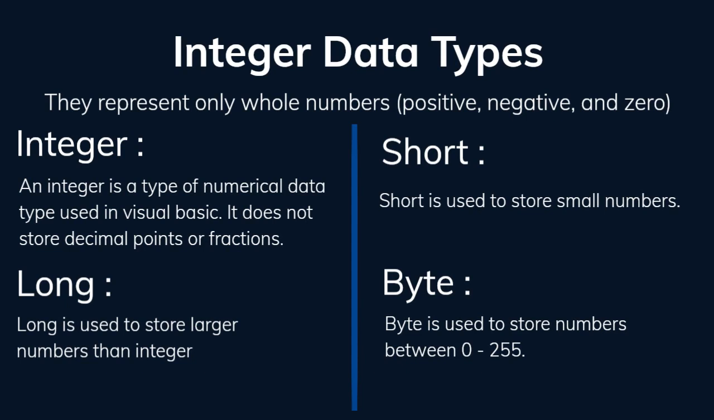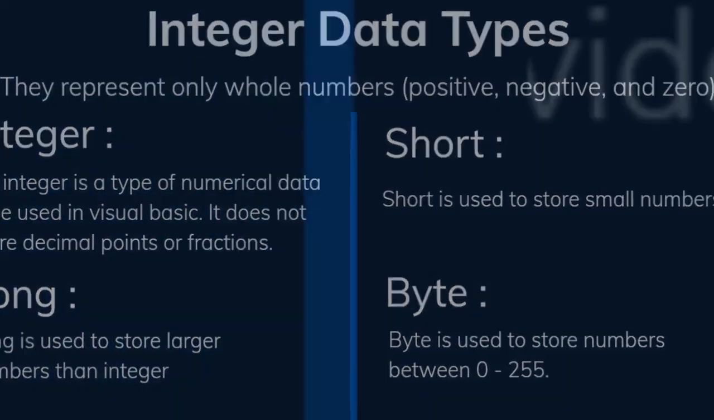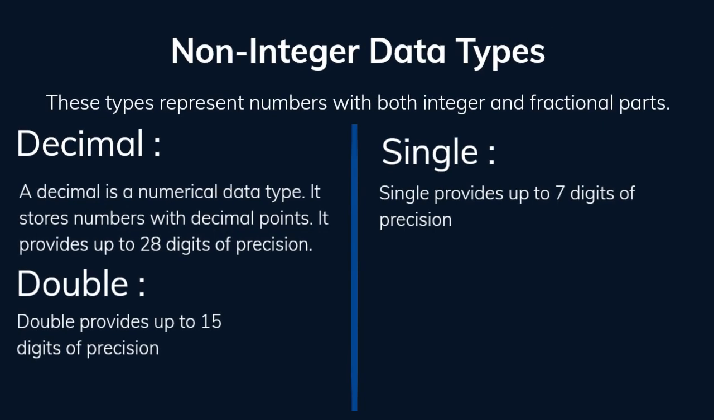Next, we have long. Long is also a numerical data type. It is used to store larger numbers than the integer data type. Next, we have short. Short, similar to long, is used to store small numbers. Then we have byte, which is also a numerical data type. It is used to store very small numbers, specifically between 0 and 255.